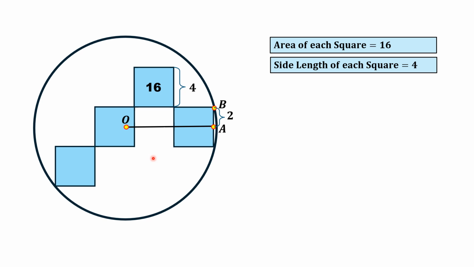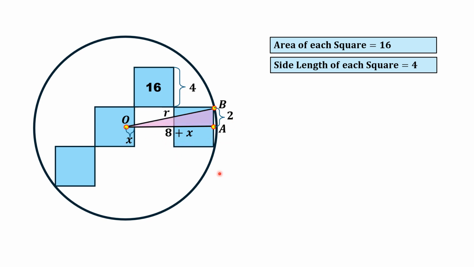Now let's draw the line segment OB, which is actually the radius of the circle, and let's call it R. Now this is a patch of length. Let's call this patch of length x. Since this length is 4, this length is 4 and this is x, this whole length OA is 8 plus x. And OAB is a right triangle.